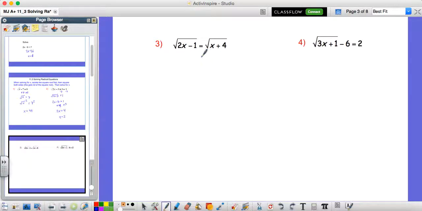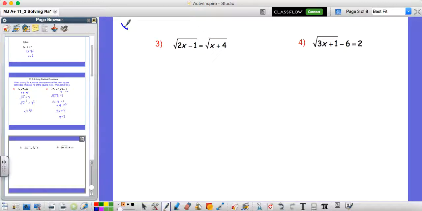Okay, here for example number 3, we have the square root of 2x minus 1 is equal to the square root of x plus 4. So this is different because we have 2 of these radicals. But the process we're going to use is the same. See, we have these things isolated. They're both by themselves on either side of the equal sign. And what this is saying is the square root of something is equal to the square root of something else. So what that means is that 2x minus 1 would have to be equal to x plus 4.